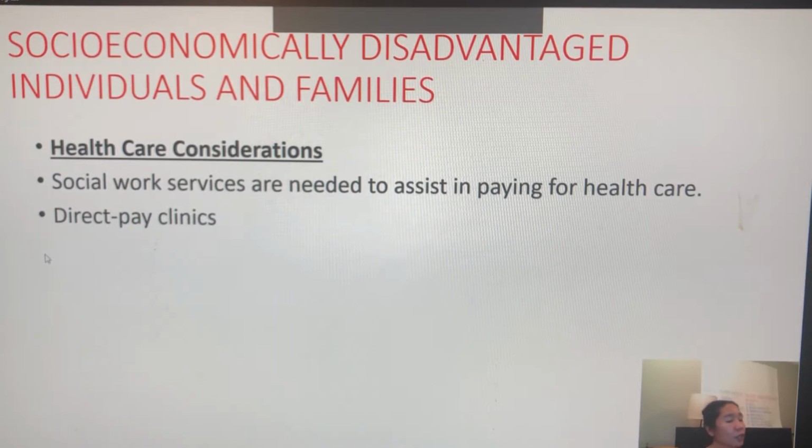Healthcare considerations for this group of people include social work services, which are helpful in connecting this population to needed healthcare services, as well as resources to assist in paying for healthcare. Direct pay clinics offer access to affordable healthcare services.